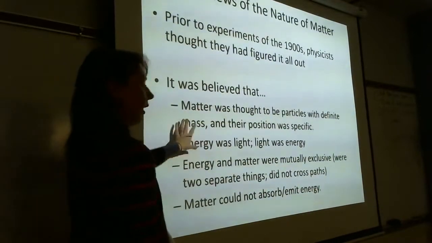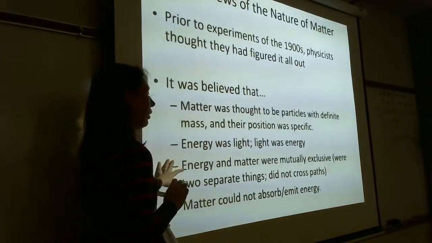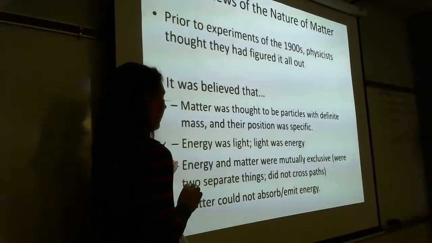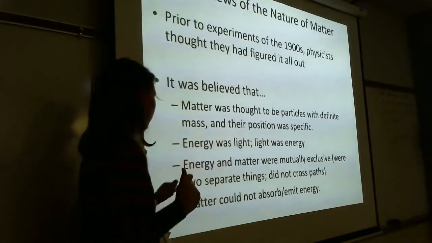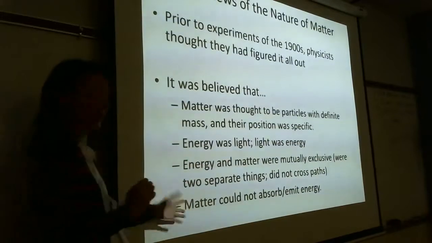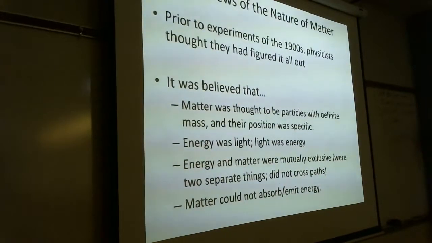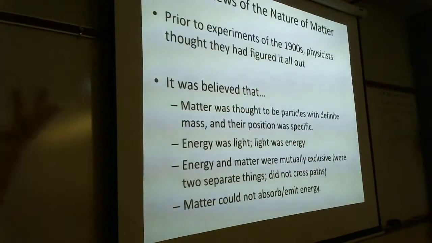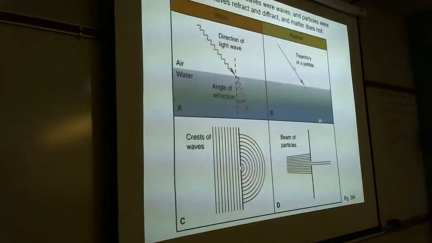Energy was light, and light was energy. In other words, those two went together. Energy and matter were mutually exclusive. In other words, matter could not emit energy, etc. Which is what I just said. Matter cannot absorb or emit energy. Now, we all know that that's not correct, right? But we have the advantage of being in our current time versus 1903.